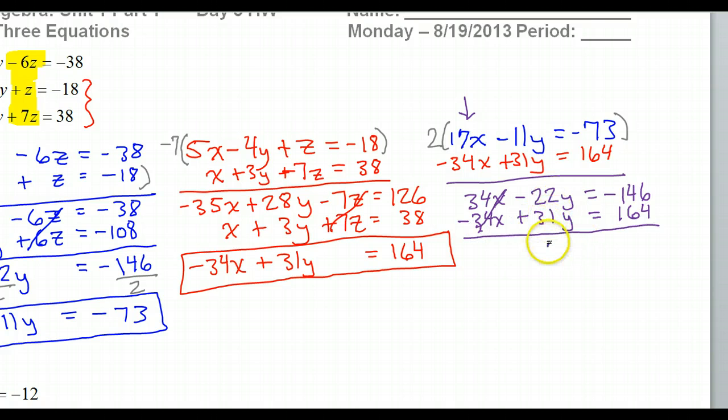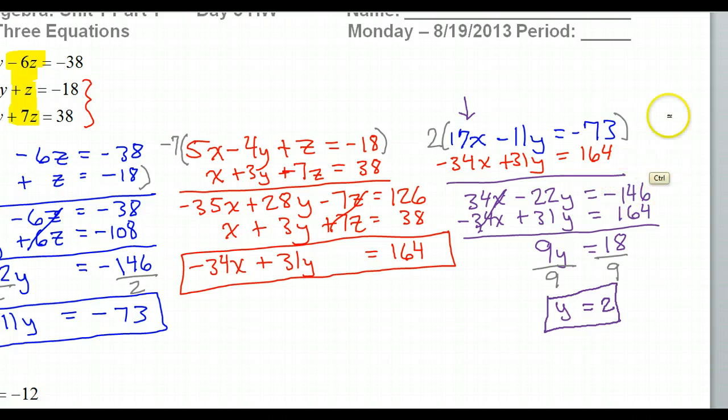This is going to give me 9y is equal to 18. Okay, so finally, to get y by itself, I'm just going to divide by 9 on both sides. So that's going to give me y equals 2. Kabam! That is one of the 3 variables I need. But I still need x and z.